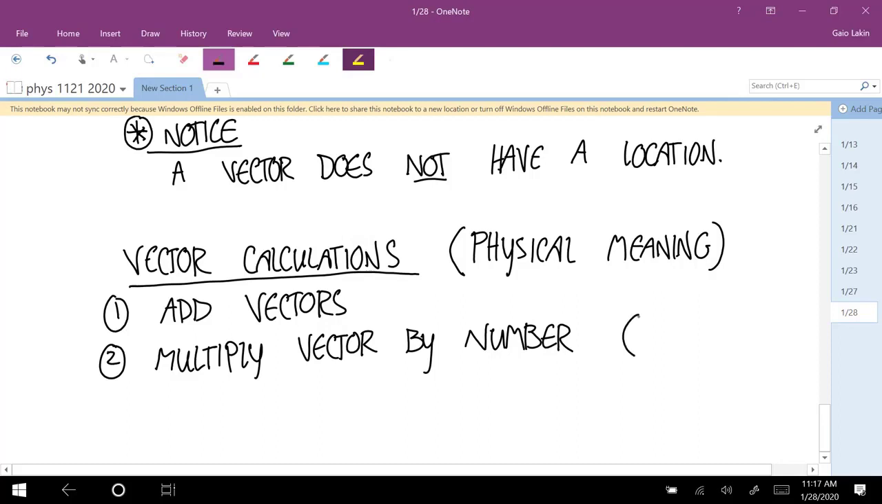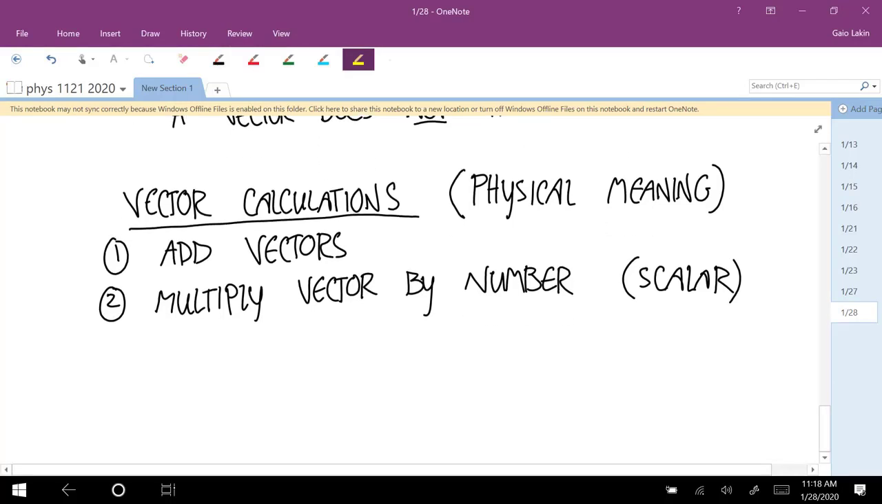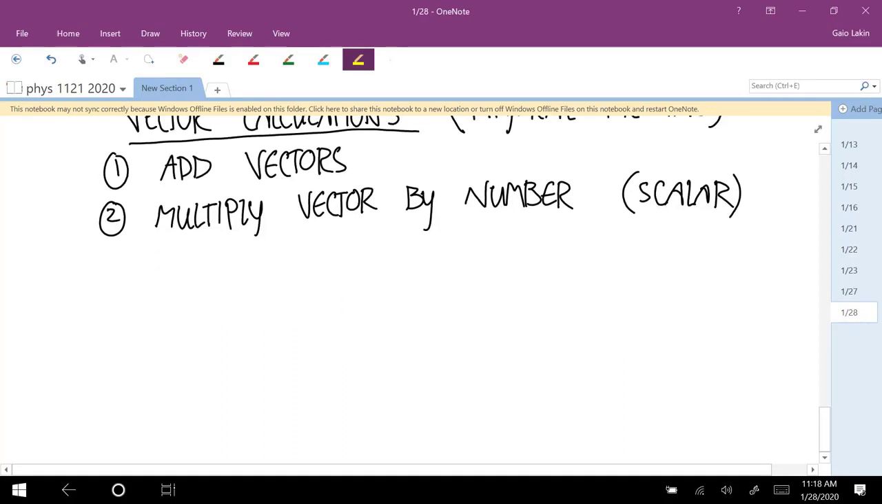And a number, another way you hear numbers called is a scalar. So a scalar is, I mean, it's just a fancy word for a number. Not that fancy even. But so we're not multiplying 2 vectors together. We're multiplying a single vector by a number. Okay, so the first one is adding vectors.